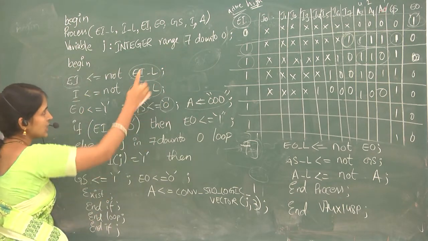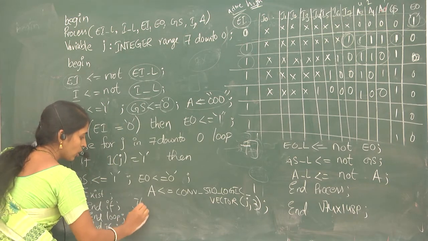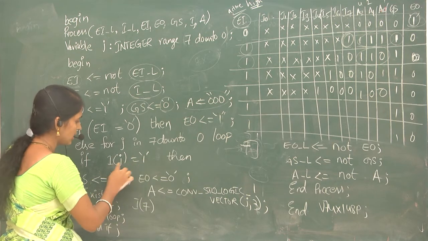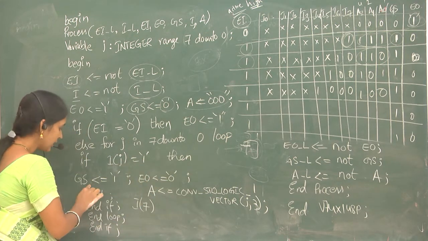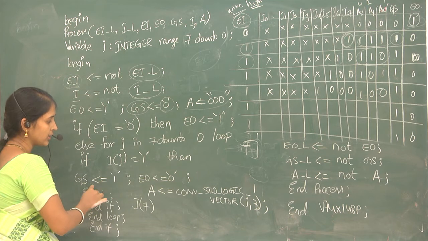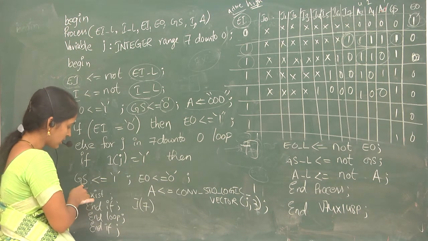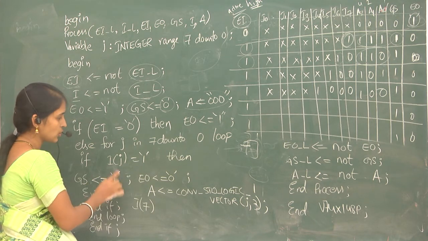Suppose in the loop, first it might be taking I7. It will be checking if I7 is equivalent to 1. Yes, I7 is equivalent to 1. Then it will check for GS is equivalent to 1. Then obviously it will assign, you have got something, that is why you have kept GS is equivalent to 1.